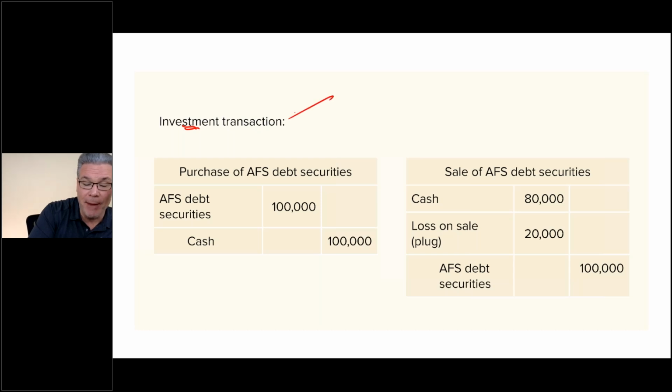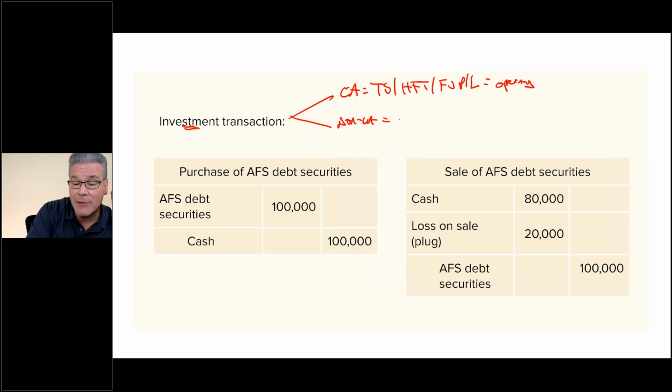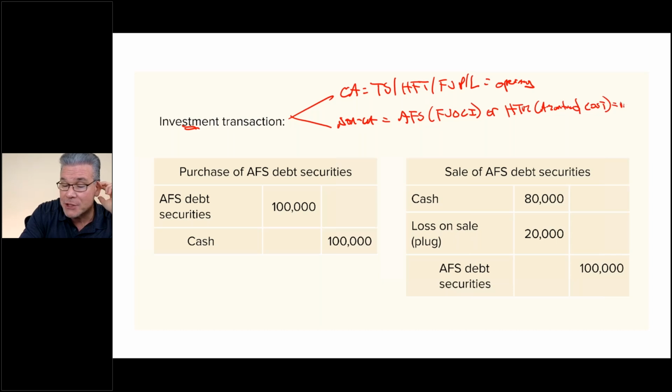Investment transactions. Remember, if it's a current asset, a trading security held for trading, fair value through P&L, that's operating. If it's a non-current asset and absent any other information, whether they call it available for sale or fair value through OCI, if they call it held to maturity or amortized cost, absent any other information, that is an investing activity. It's a word association game. You got to read actively. All right. When I see available for sale, I think investing activity.